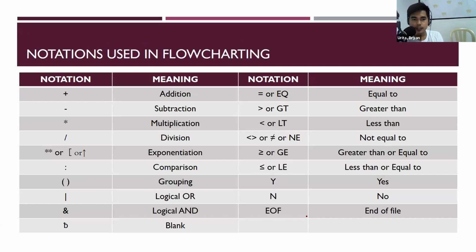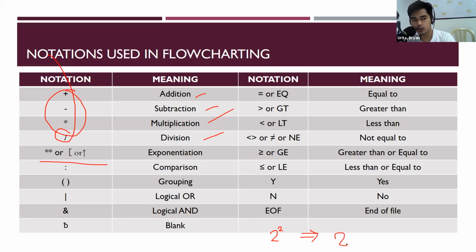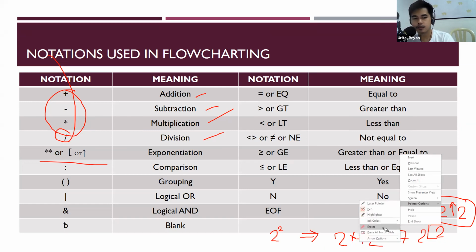Let's proceed to the next. Now, the notations used in flowcharting. Please take note of the different notation. We use addition, subtraction, multiplication, division. That's common, okay? These four are common. Exponentiation. So if you're going to put some exponentiation in the flowchart, we don't use 2 raised to 2, small 2, no. In flowchart, it should be written as 2, pwedeng as dalawang asterisk, 2. Ayan, ang ibig sabihin nan, 2 raised to 2. Or 2, yung ating parang opening bracket, another 2, ayan. Or 2, then arrow pataas, 2. So these are the different ways of writing exponentiation. Okay? Now let's have the next.